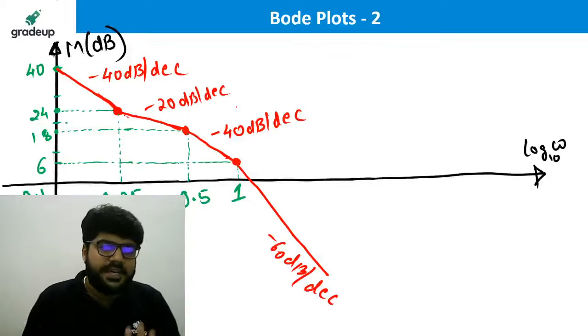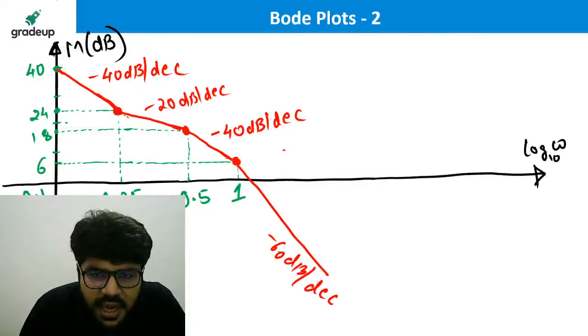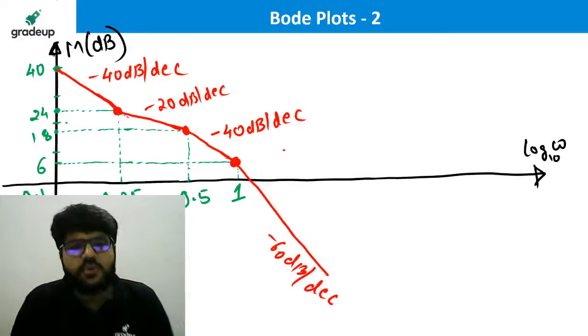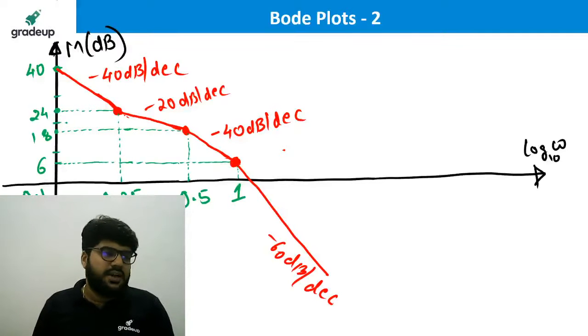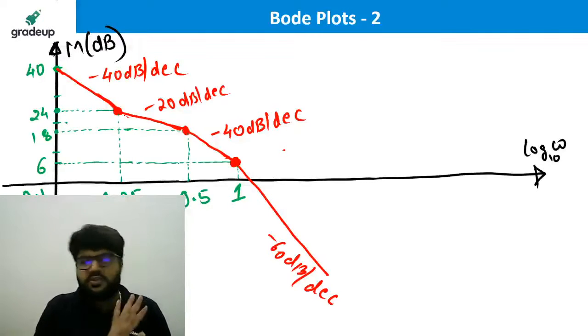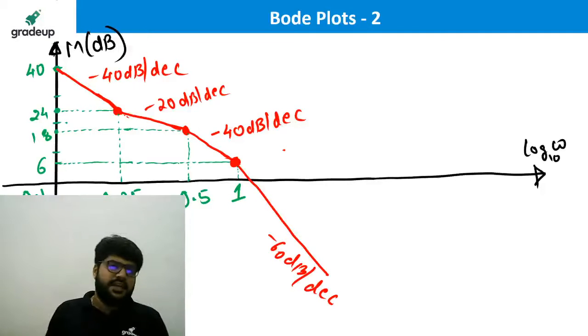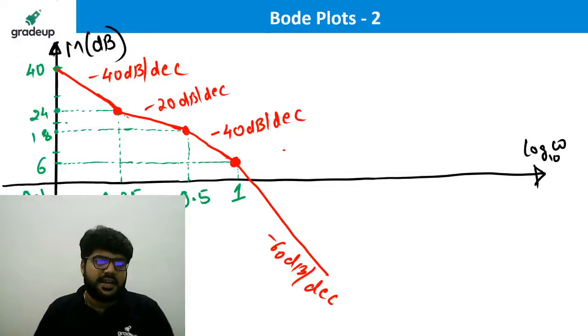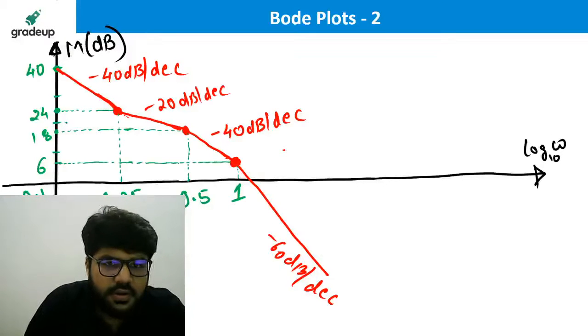Yes, that completes my magnitude plot, because thereafter there is no slope change. After this, there is no more corner frequency, so there is no more slope change now. Slope changes occur only at the corner frequency. So this will go till infinity. This is the complete magnitude plot.